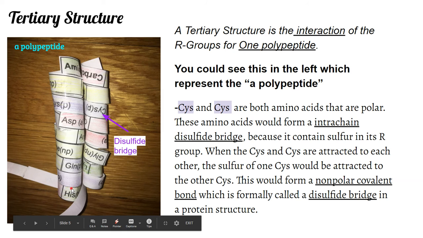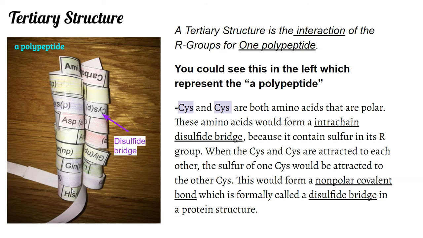For the tertiary structure, we decided to show you guys the bond between cysteine and cysteine. When we have a cysteine and cysteine, they form a disulfide bridge. And since these two cysteines are from the same polypeptide, we decided to call it an intrachain disulfide bridge. And it is essentially a nonpolar covalent bond.